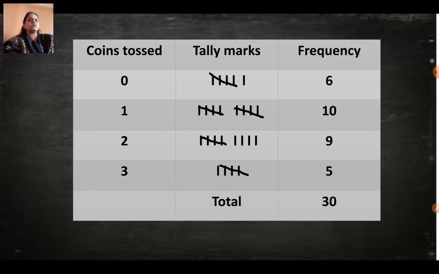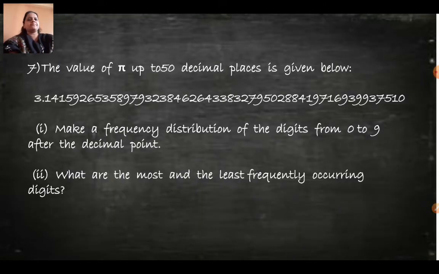What is the meaning of that? 10 times the coin toss gave you 1 head. Like that way you have to remember, correct? And I think all of you remember how to put the tally marks. The 4 you will count as straight lines and the 5th one as a slant line. So total frequency is 30. 30 times the coin is tossed, that's why. So check your answer. Now see the next sum.